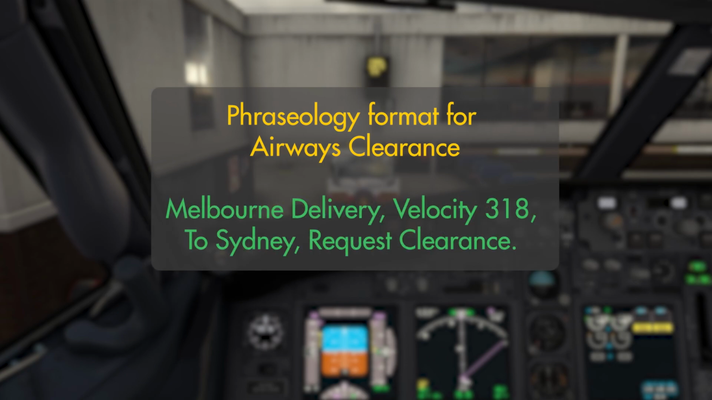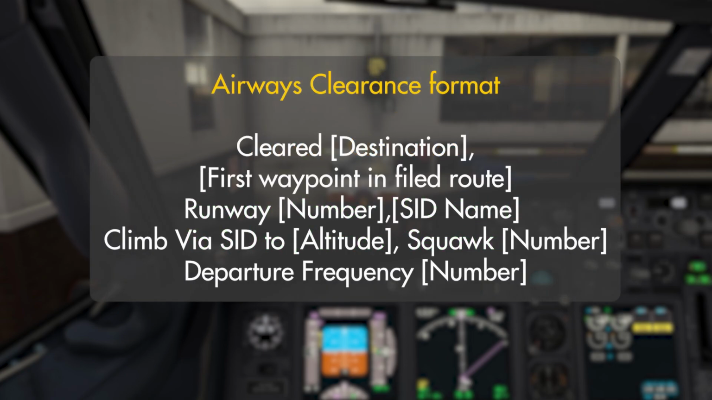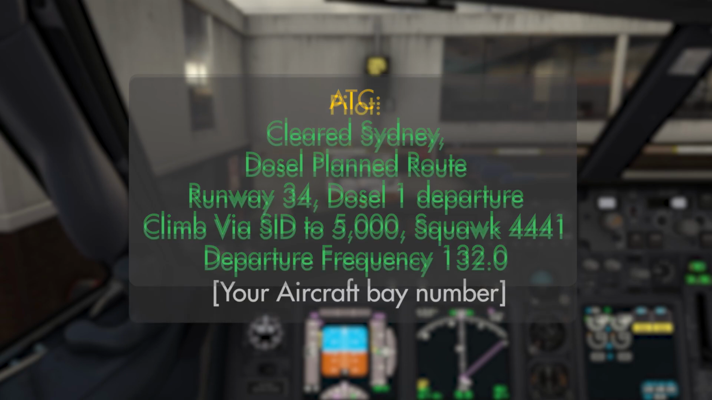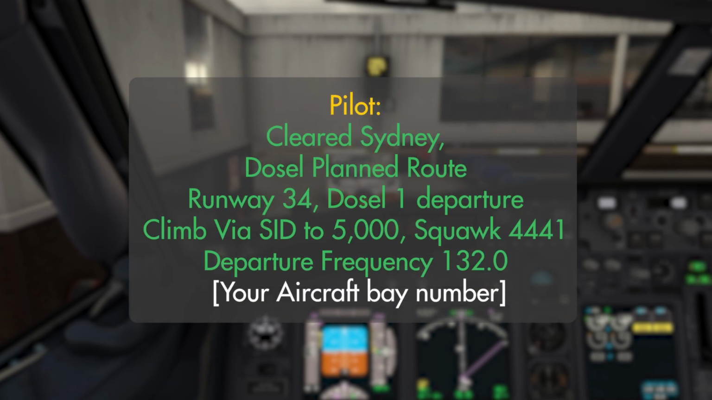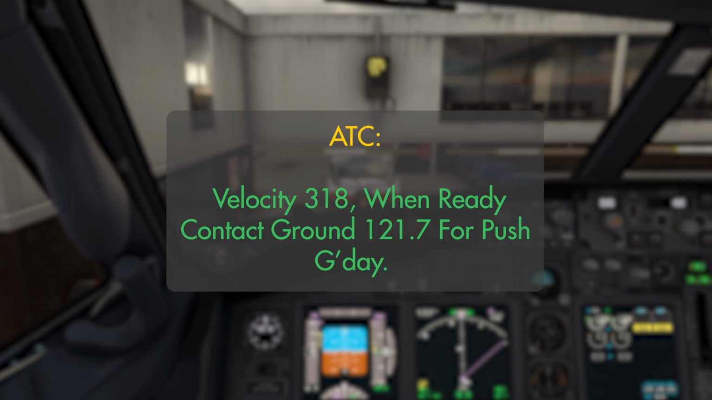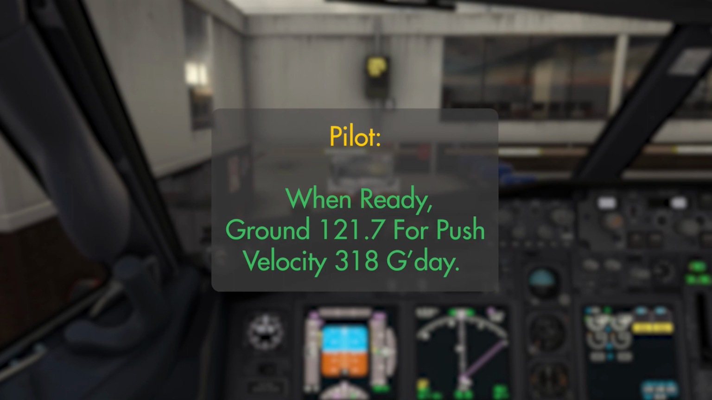Melbourne delivery, Velocity 318 to Sydney, request clearance. Velocity 318, Melbourne delivery, cleared Sydney, DOCILE flight plan route, runway 34, DOCILE 1 departure, climb via SID to 5000, squawk 4441, departure frequency 132.0. Read back: cleared Sydney, DOCILE flight plan route, runway 34, DOCILE 1 departure, climb via SID to 5000, squawk 4441, departure frequency 132.0, Bay Echo 8, Velocity 318. Velocity 318, when ready, contact ground 121.7 for push, g'day. When ready, ground 121.7 for push, Velocity 318, g'day.